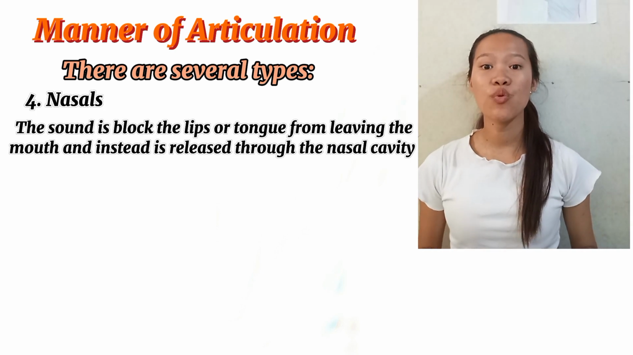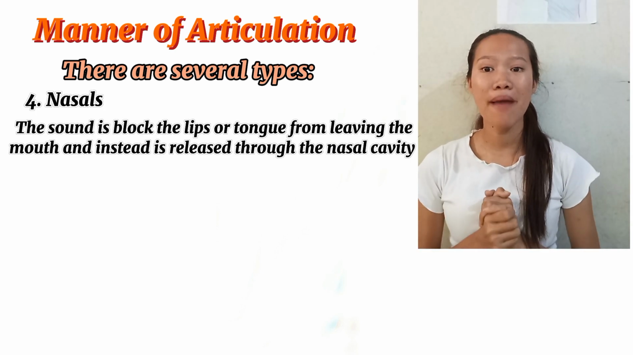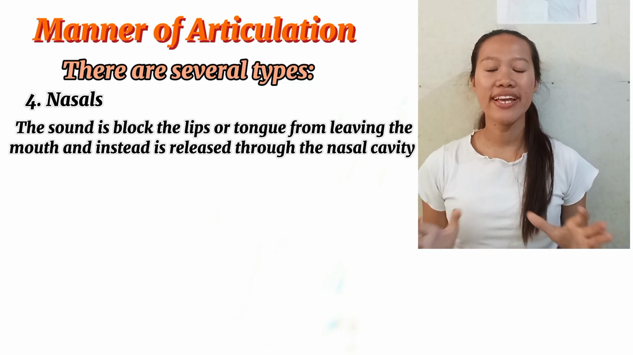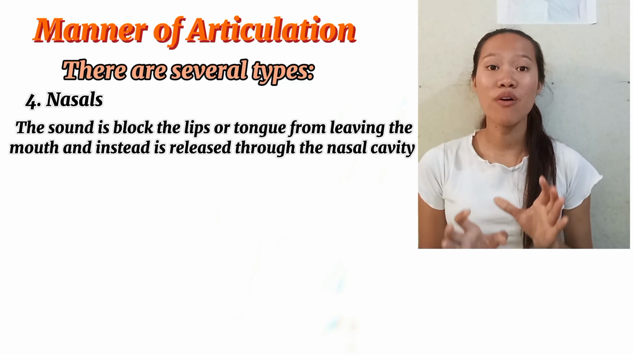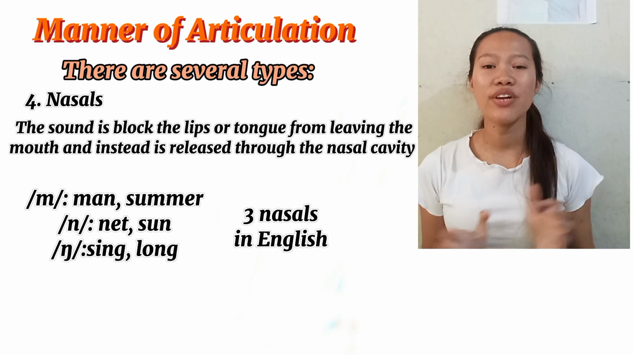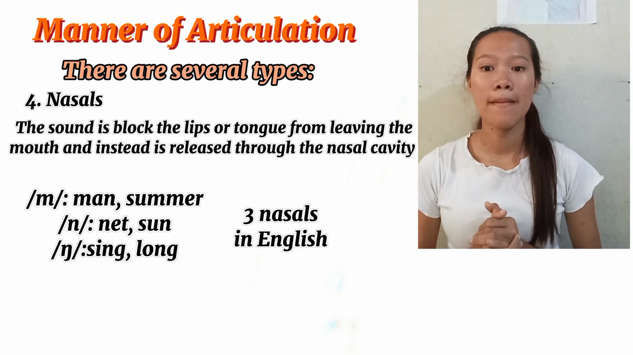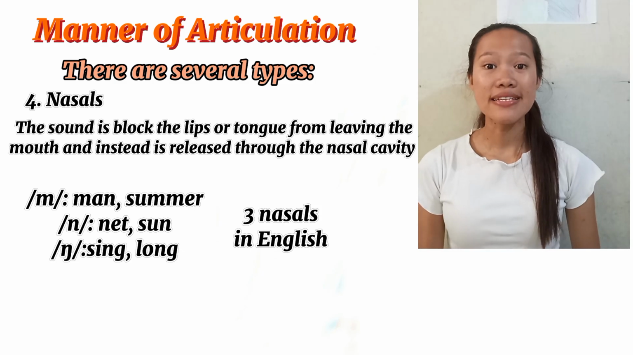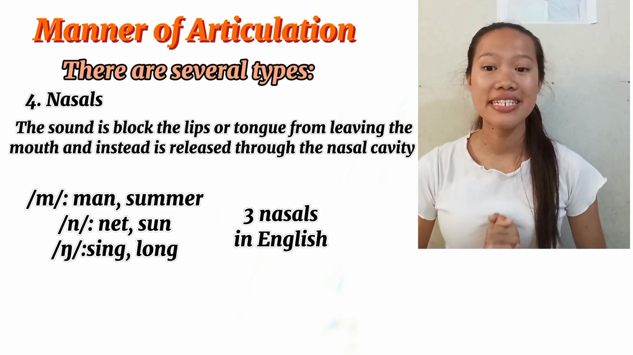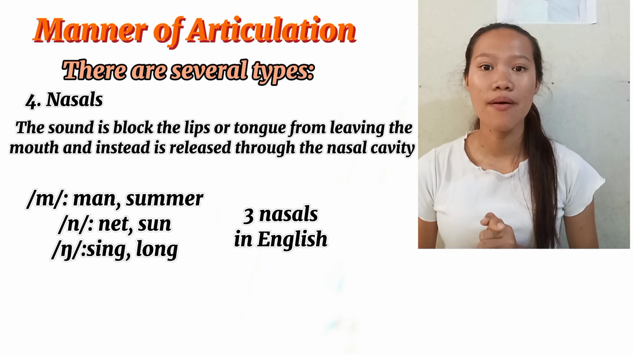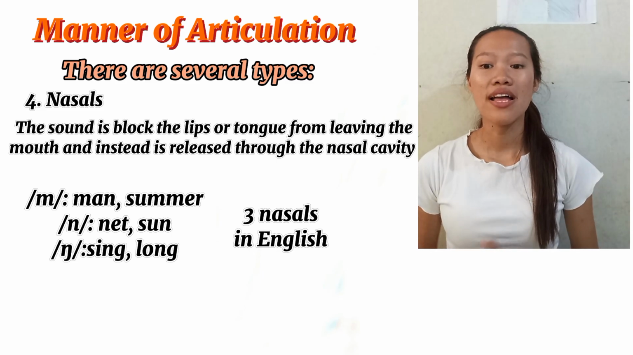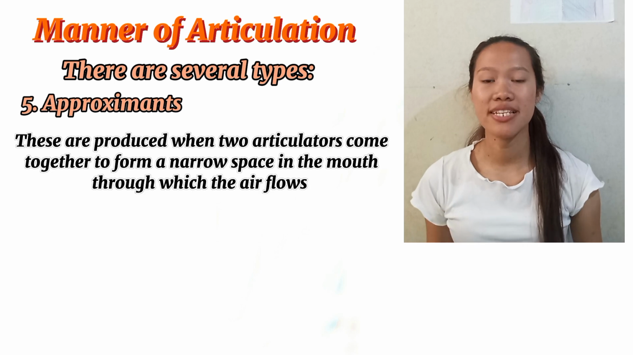Next is nasals. Nasals are sounds we make when we block the air in the mouth but let it flow out through the nose instead. That's why they sound softer and more resonant, with the air escaping through the nasal cavity. For example, man, summer, net, sun, sing, long.